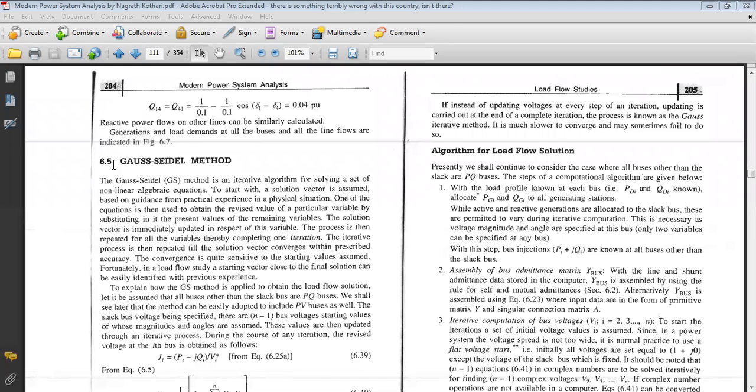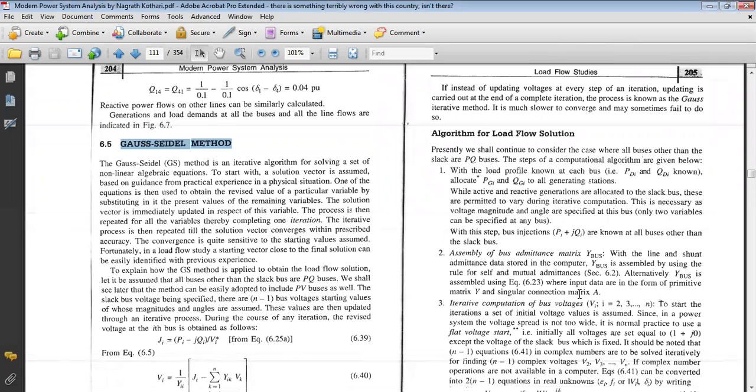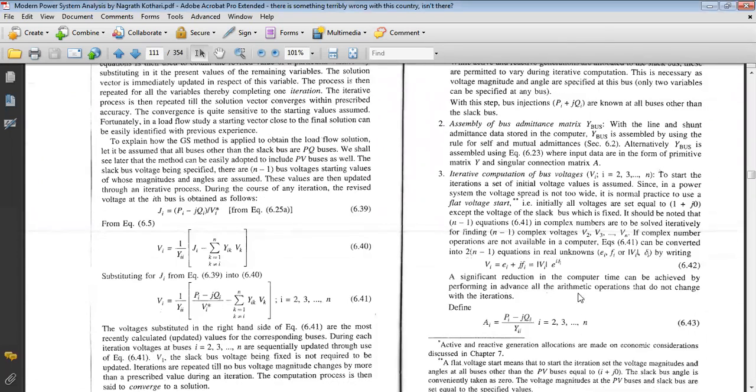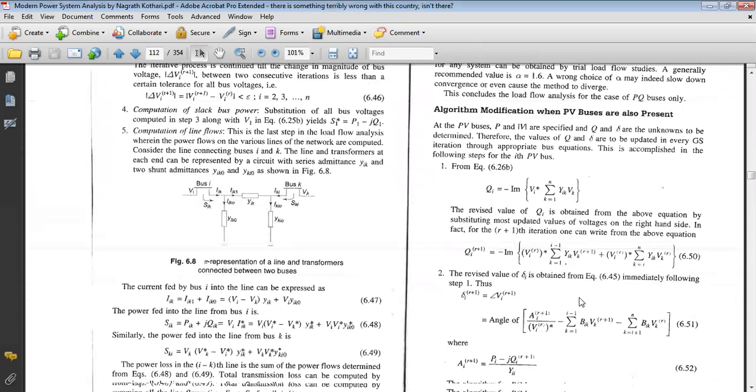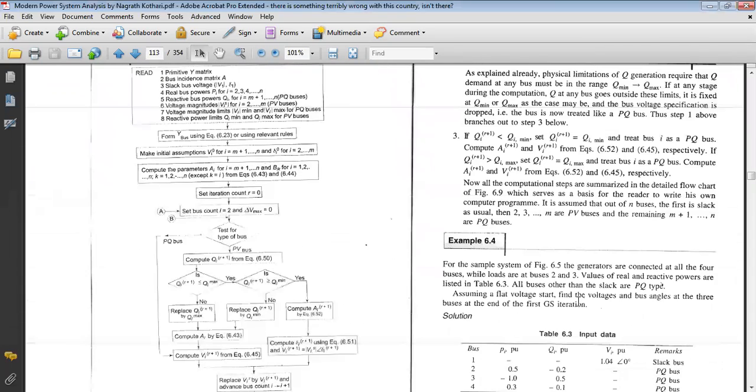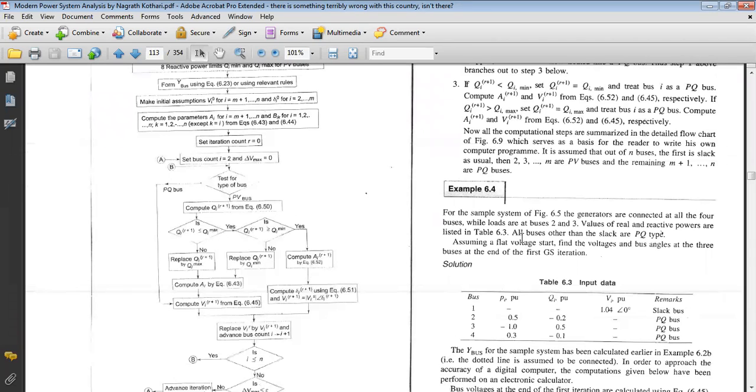So this is chapter 6, the load flow study chapter, and this is the Gauss-Seidel method. In this reference book, the Gauss-Seidel method is described in detail. So you need to study the method from this reference book. Now there is an example, example 6.4.